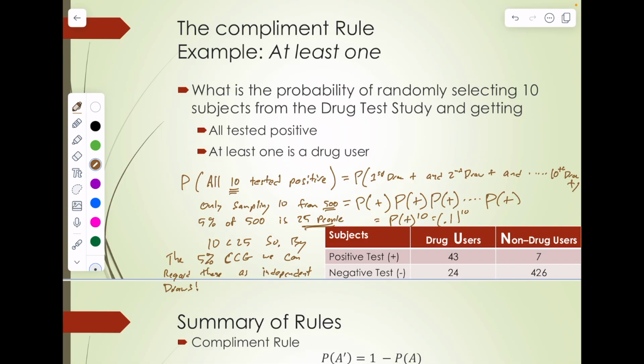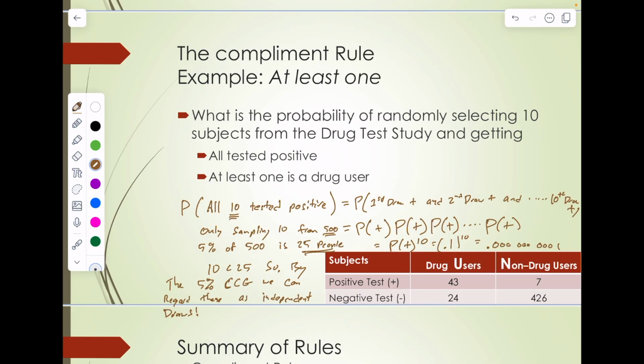0.1 to the 10th, which equals 0.1, 2, 3, 4, 5, 6, 7, 8, 9, 10. So there it is. Very, very small number. That's the probability of randomly selecting 10 people and all of them tested positive. And that should be rare. That should be very small.